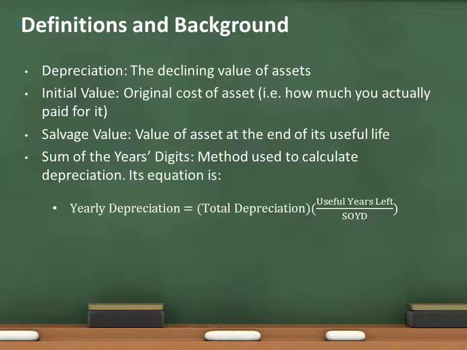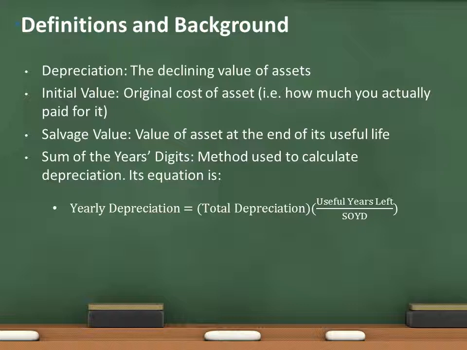And so before I started solving the problem, I wanted to go over some definitions and background for this problem. First of all, depreciation is defined as the declining value of assets. And this makes sense because when you buy a good new, it doesn't keep its value. It doesn't stay new and shiny, and it takes wear and tear, and so over time it's not as valuable as it was when you first bought it, and how this value decreases is called depreciation.